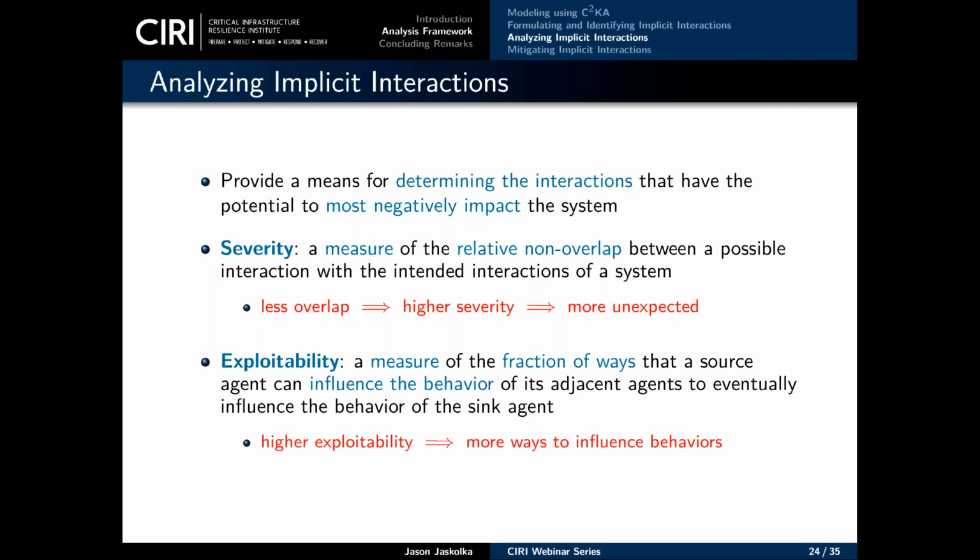So what we have here is that if you have a higher measure of exploitability, it means that if you can gain control of the source agent of an implicit interaction, you have much more flexibility in the ways that you are going to be able to influence the behaviors of everybody down the chain of the interaction, eventually influencing the behavior of the sink agent.